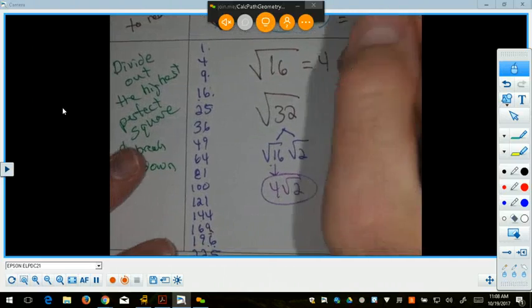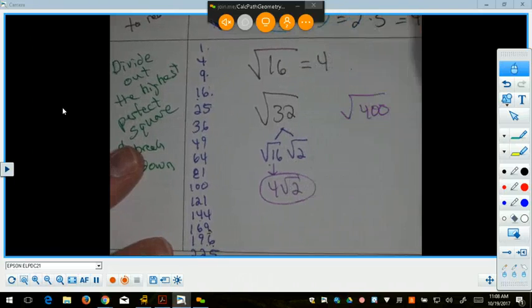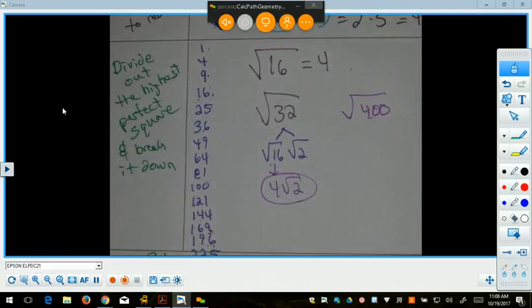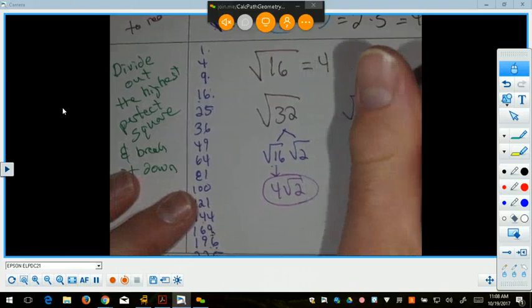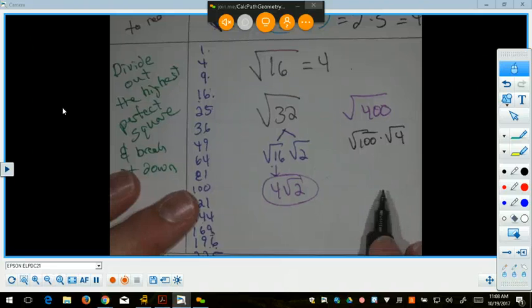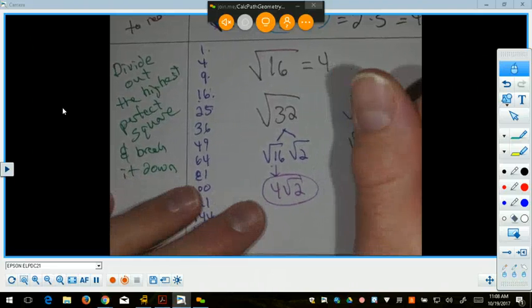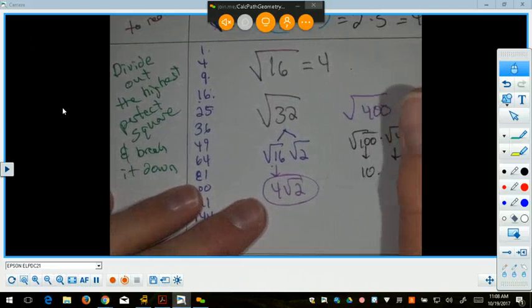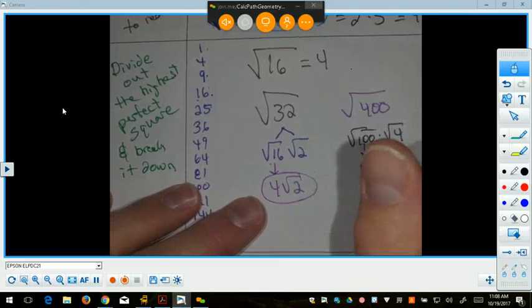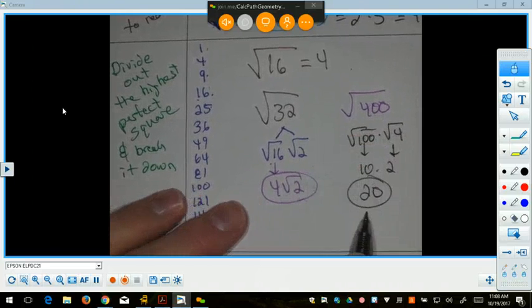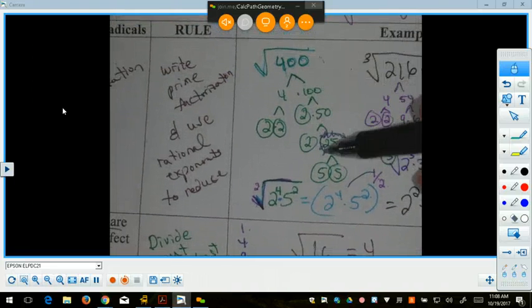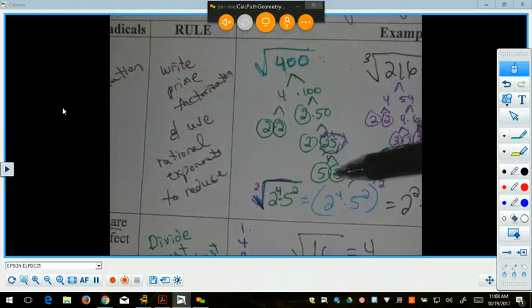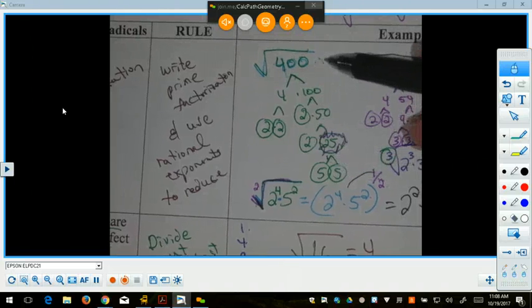Just like the square root of 400. What perfect square goes into 400? 100 times 4. Well, wait a minute. Those are both perfect squares. So that one's 10, and this one's 2. 10 times 2 is 20. Is this more work or less work than what we did up here? A lot less.